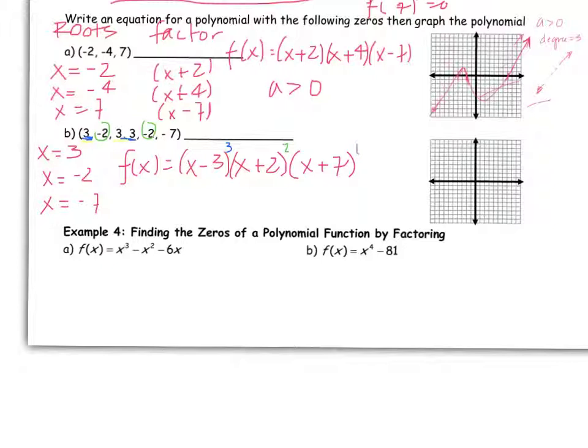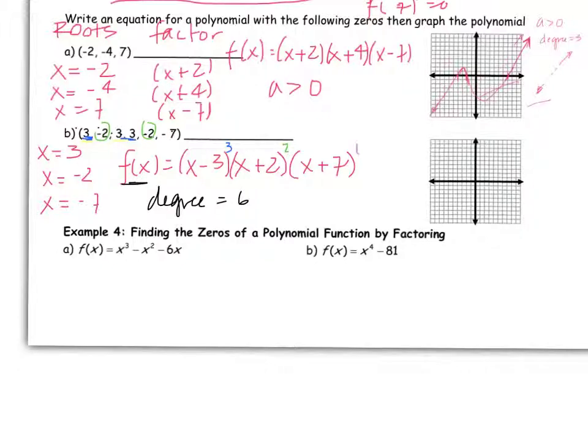Now, if I add up all these powers, that's going to tell you the degree of the polynomial: 3 plus 2 plus 1, or I can count them, 1, 2, 3, 4, 5, 6. There are 6 factors. Because there's some multiplicity, I'm going to write it in factored form just like I did here. But my degree is 6 because I add up all those powers.